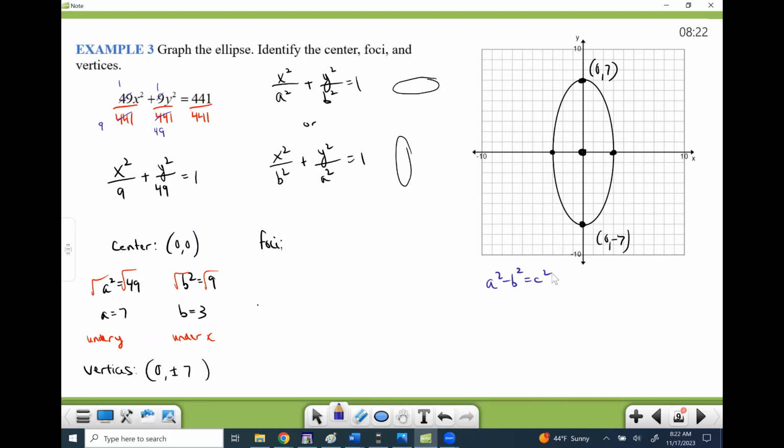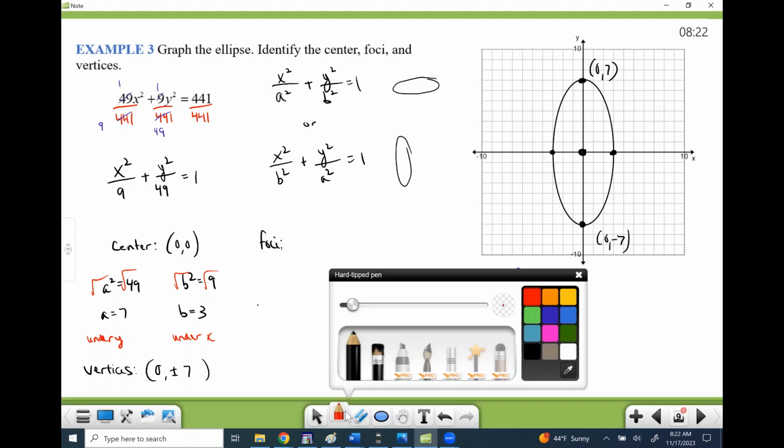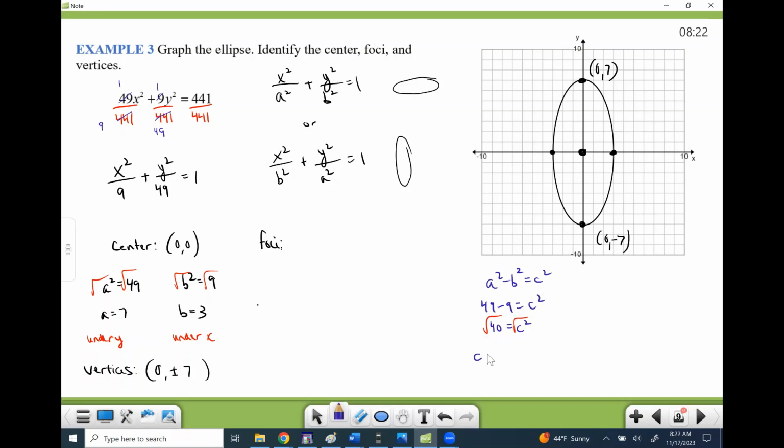So we know a squared is 49 and b squared is 9. So 49 minus 9 gives us 40. So we're going to go ahead and square root. And this radical will actually break down. The last one didn't, okay? But because the square root of 40 is 4 times 10, this is going to become, don't forget, a plus or minus, right? Plus or minus 2 root 10.